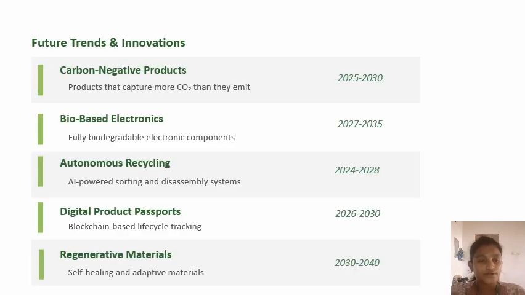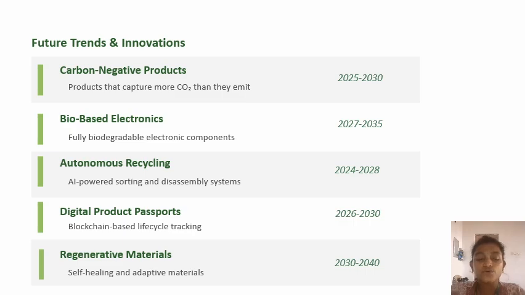Then future trends and innovations. These five trends are booming in sustainable product manufacturing. First is carbon negative products. Second is bio-based electronics. Third is autonomous recycling. Fourth is digital product passports. Finally, regenerative materials. Carbon negative products means products that use carbon.